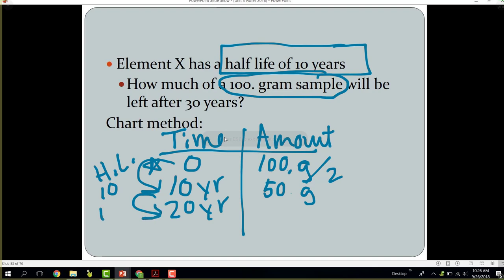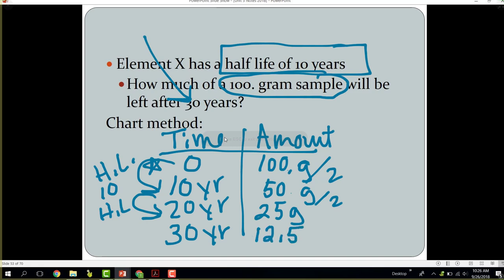So here's another half-life. And you don't have to draw those arrows, I'm just showing that's what we're doing. We're counting by tens there. And then on this other column, we're dividing through by 2, so we end up with 25 grams now. Let's go ahead and do another half-life because it's asking about 30 years and we haven't quite got to that yet. So now we're at 30 years. And what is the amount? Again, we divide through by 2 and we're going to get 12.5. So this is our answer, 12.5 grams.